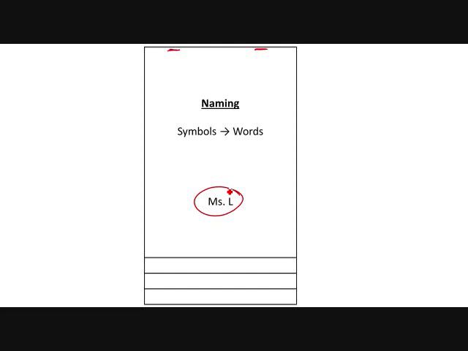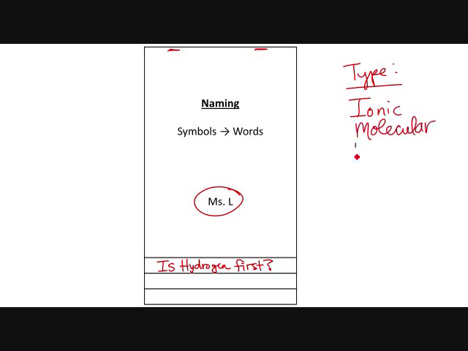So the first question, and this needs to be visible on your tab, is: hydrogen first? The reason we're asking is hydrogen first is because we need to determine what type of compound we're dealing with. Are we dealing with an ionic, a molecular, or an acid? One of the three types has hydrogen first. So after you write "is hydrogen first," go ahead and open up so that it says "is hydrogen first" at the bottom.